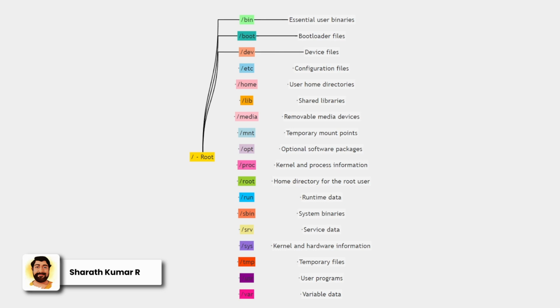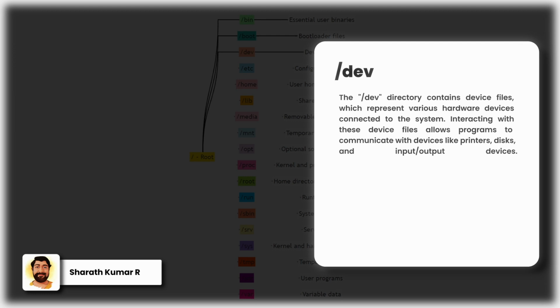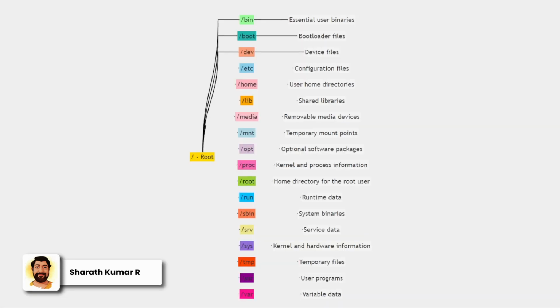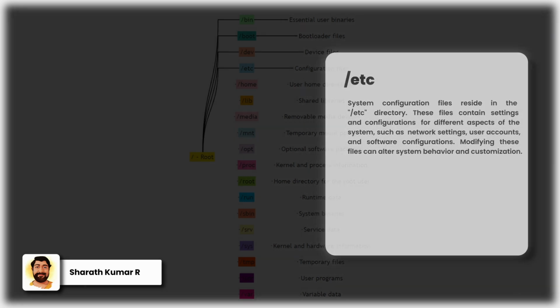The dev directory contains device files, which represent various hardware devices connected to the system. Interacting with these device files allows programs to communicate with devices like printers, disks, and input-output devices. System configuration files reside in the etc directory. These files contain settings and configurations for different aspects of the system, such as network settings, user accounts, and software configurations. Modifying these files can alter system behavior and customization.